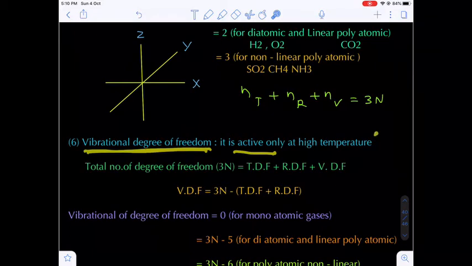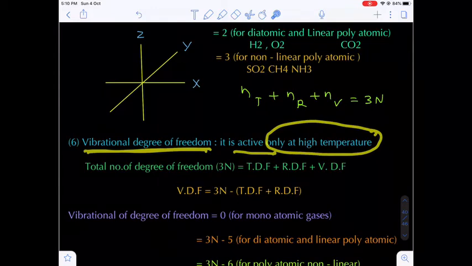It will be considered only at high temperature. Unless it is mentioned in the question, we should not consider the vibrational degree of freedom. The vibrational degree of freedom is considered at high temperature only. It will be active only at high temperature.